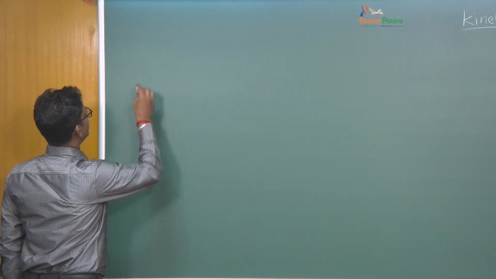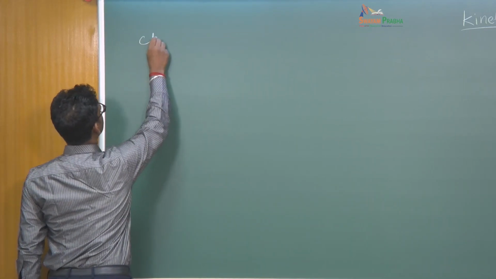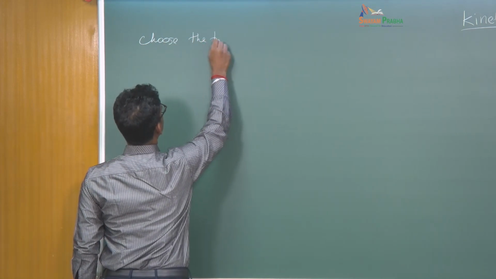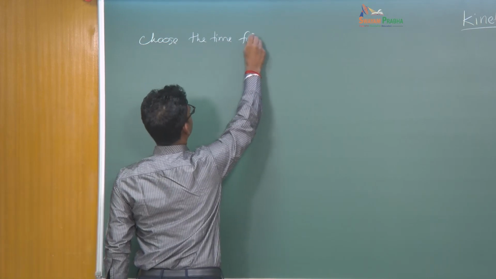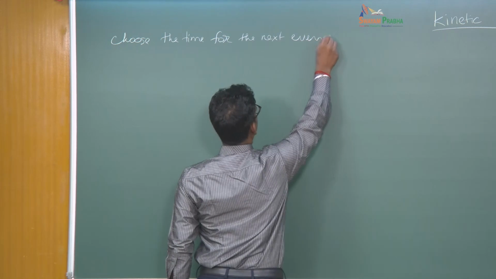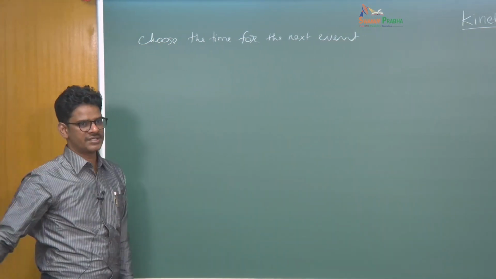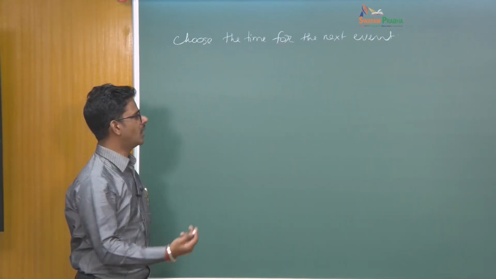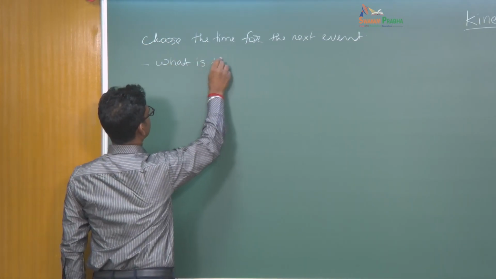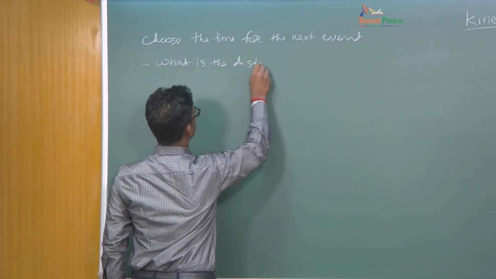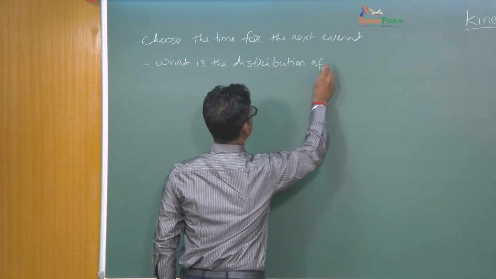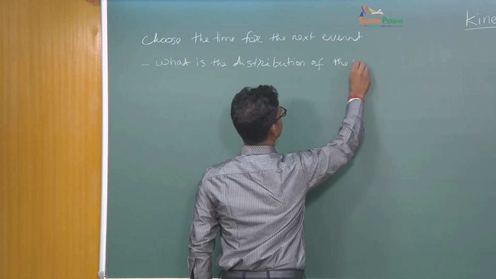So our strategy is to choose the time for the next event. And this time need not be a constant time, it will have a distribution, and what that distribution is, what is the distribution of the interval.